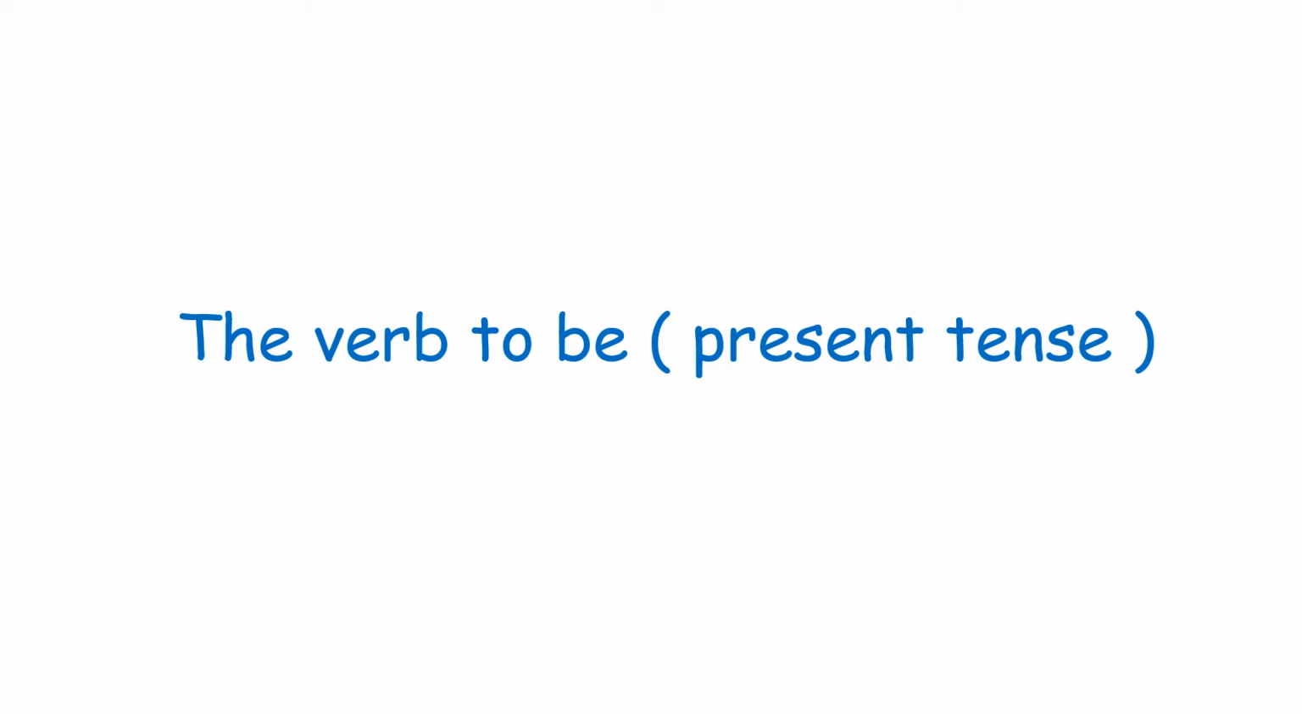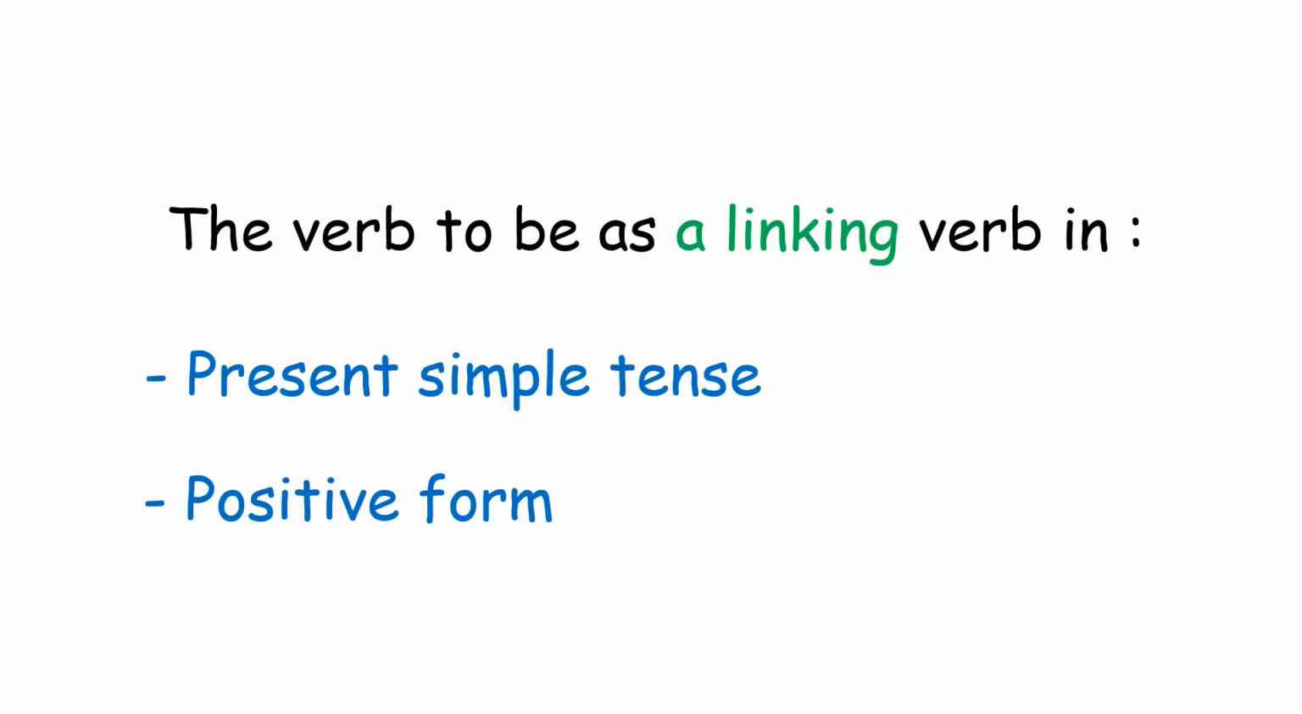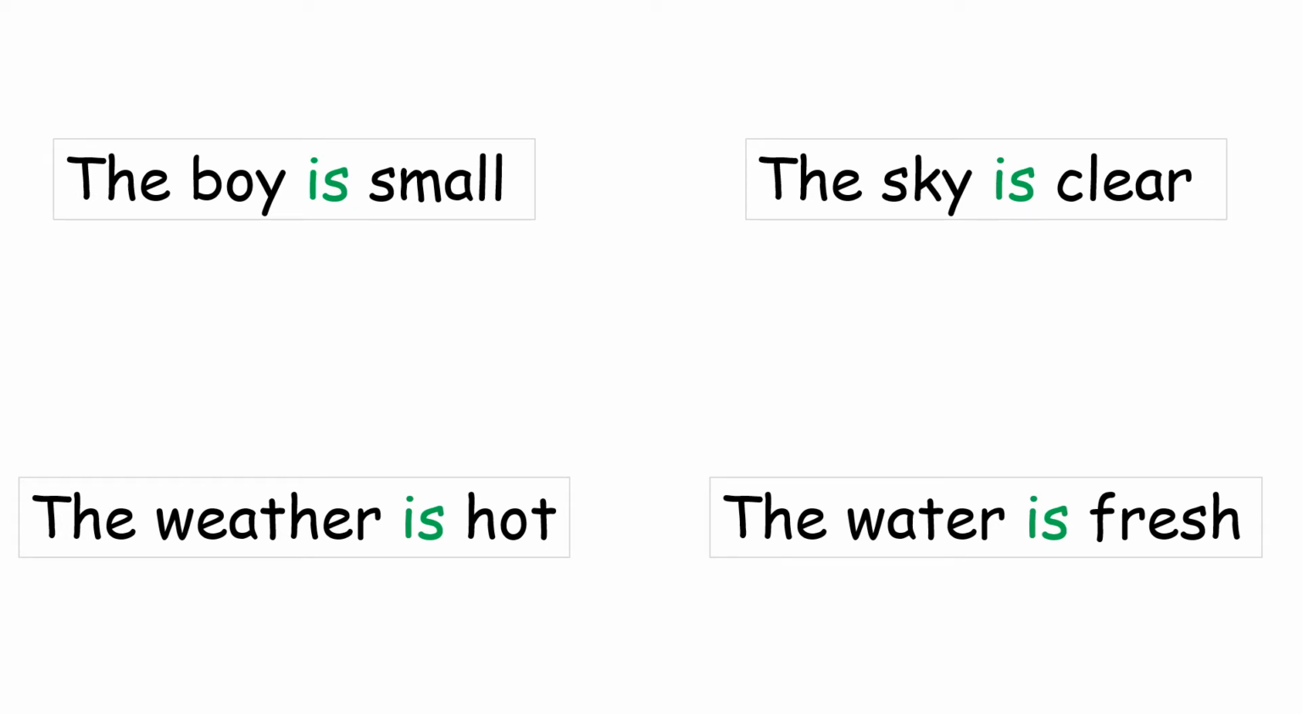A quick disclaimer here for English speakers, this lesson is all about the verb to be when it is acting as a linking verb in the present simple positive form. This particular detail cannot be overstated since the rules we are about to learn will cease to be valid in other contexts. Right, with that in mind, let's consider these examples.